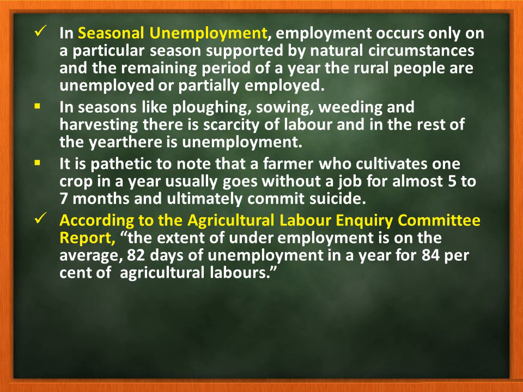According to the Agricultural Labour Enquiry Committee report, the extent of underemployment is on average 82 days of unemployment in a year for 84% of agricultural laborers. They have consolidated and are telling that underemployment is on average 82 days of unemployment in a year. So the farmers are getting only 82 days of work in a year out of 365 days. The remaining period they are unemployed. 84% of agricultural laborers are working only for 82 days in a year.